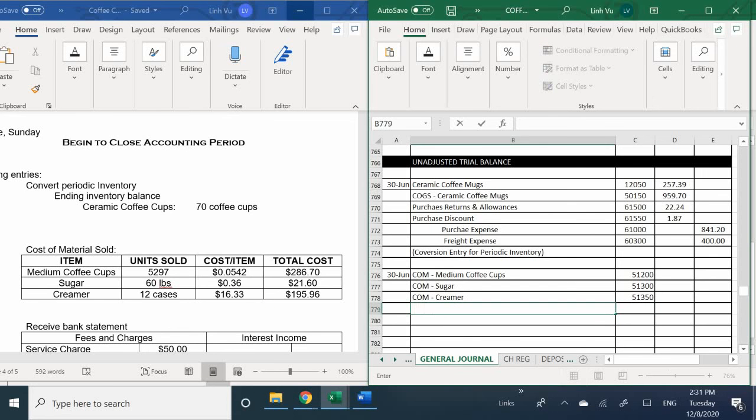Here we're making an adjustment. If we look at our actual assets, I've bought probably a total of 7,000 cups. Now I'm making the adjustment, so I should find out how many cups I actually have left. So medium coffee cups, sugar, and creamer.